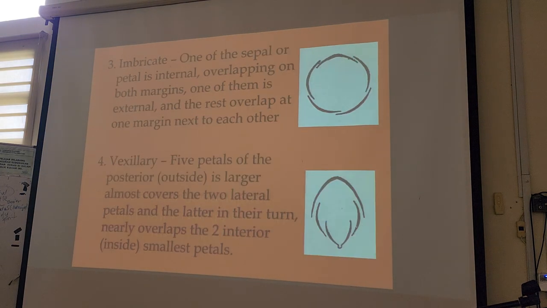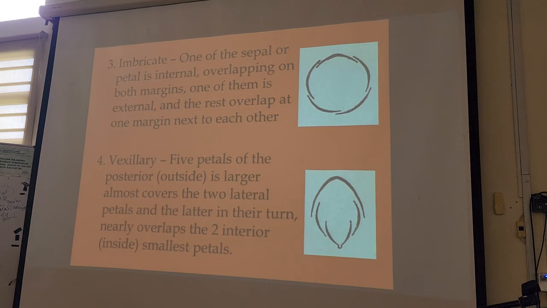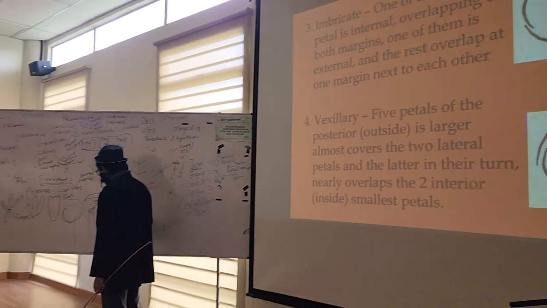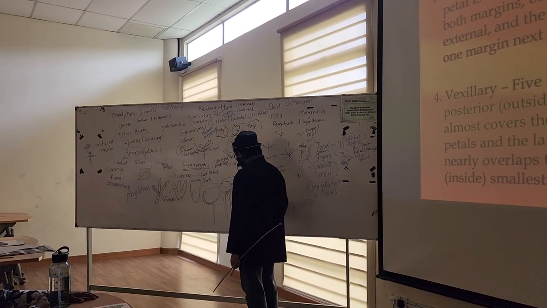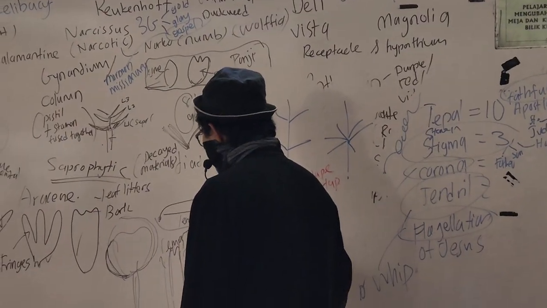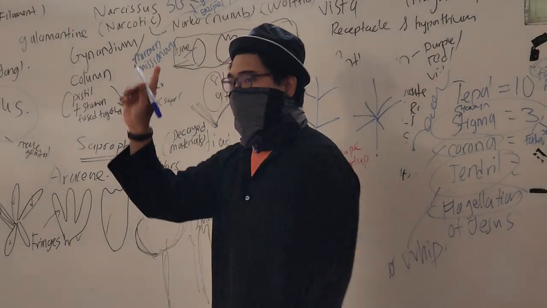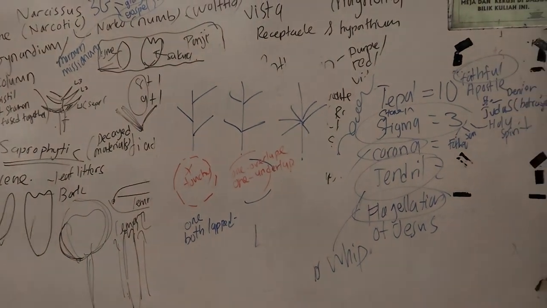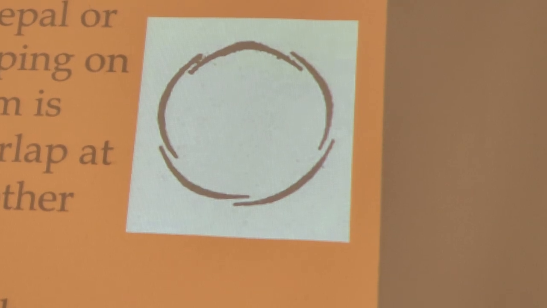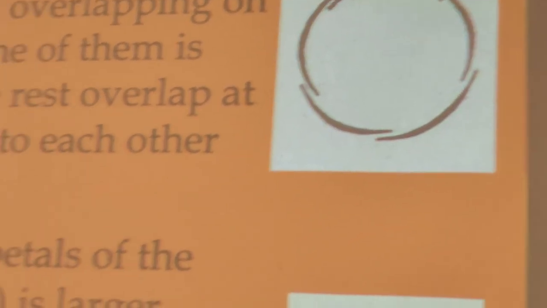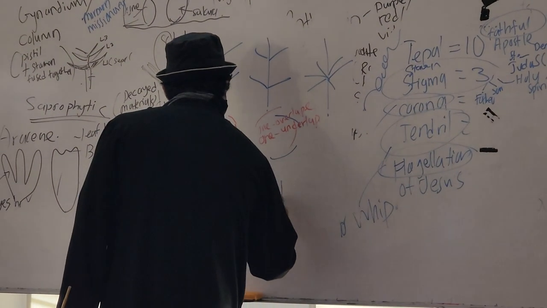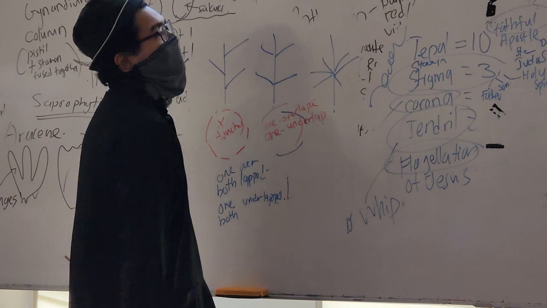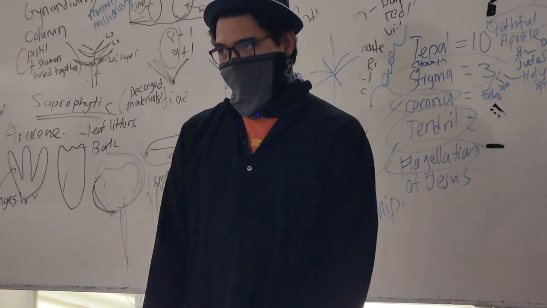Okay, and what else? Next is imbricate. So one, both overlap. Look at this. One both overlap, and then another one both underlap. Underlap. And then you have vexillary.